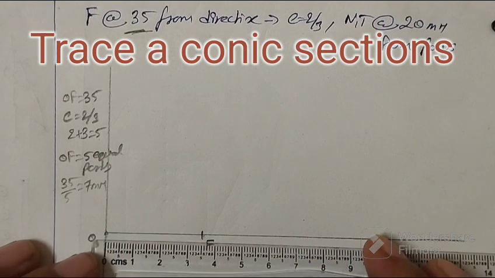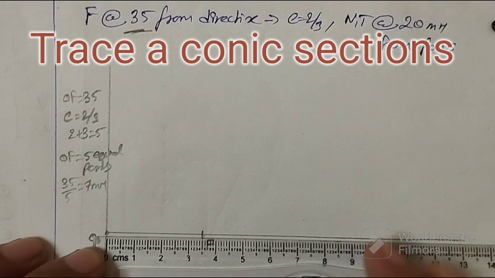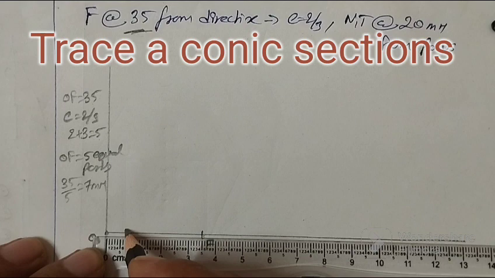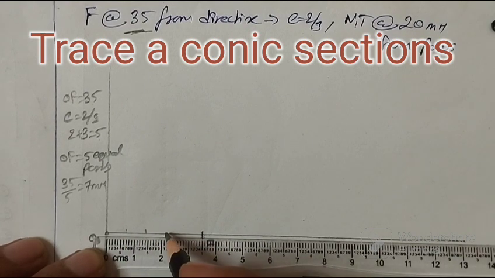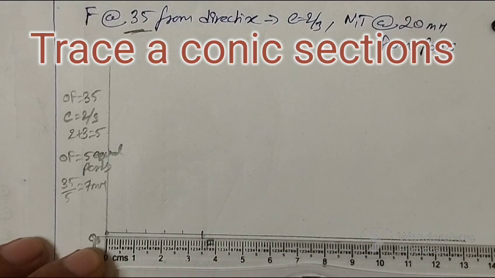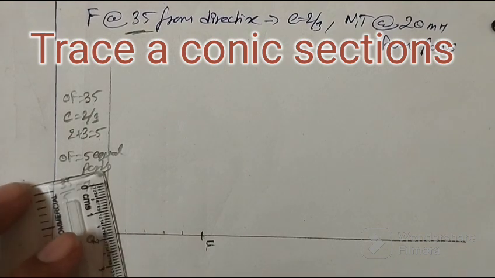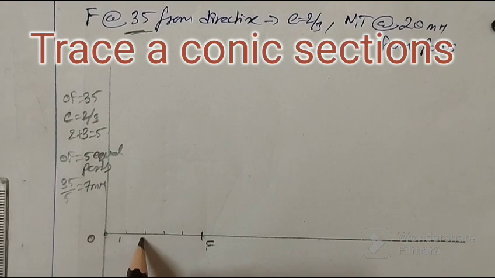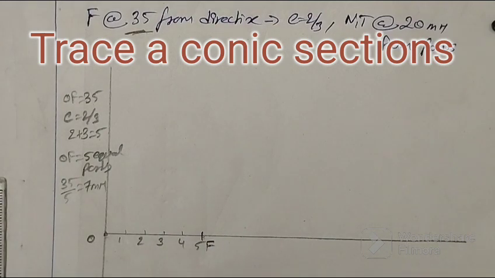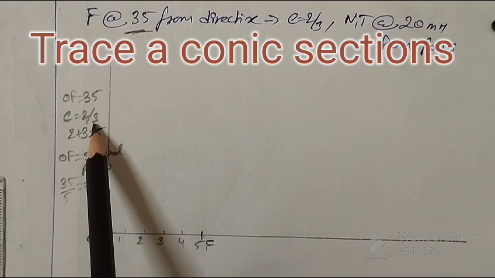So I am dividing OF into 5 equal parts. I have divided OF into 5 equal parts and I am naming them. This is my first part, second part, third part, fourth part and fifth part. Don't forget to name them, okay. If you forget to name them, you will create a problem. So name them.